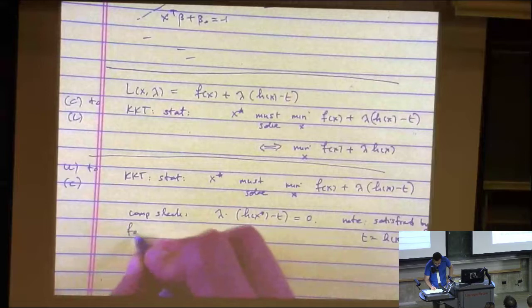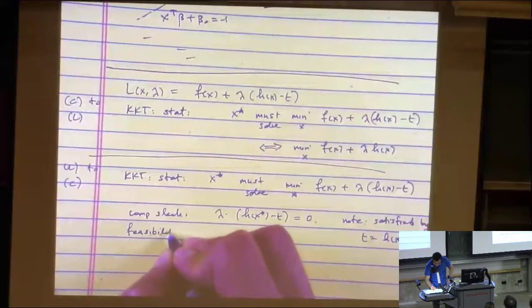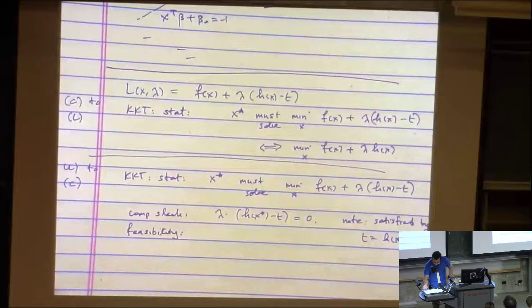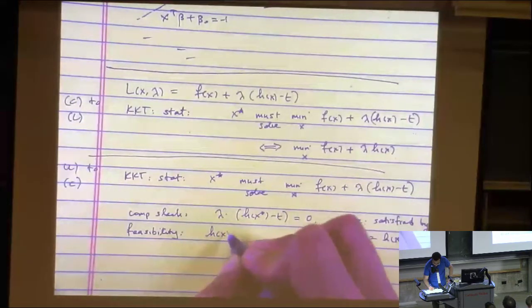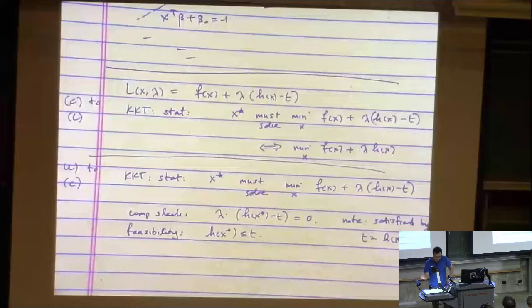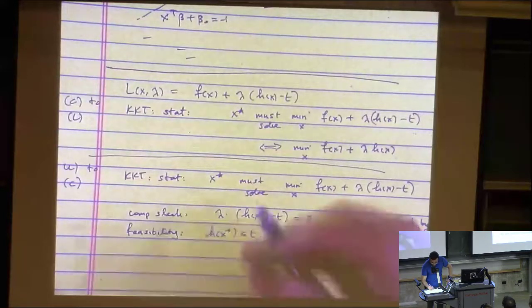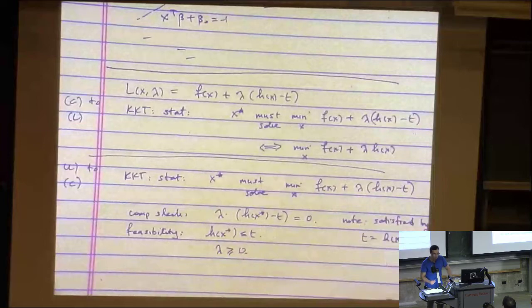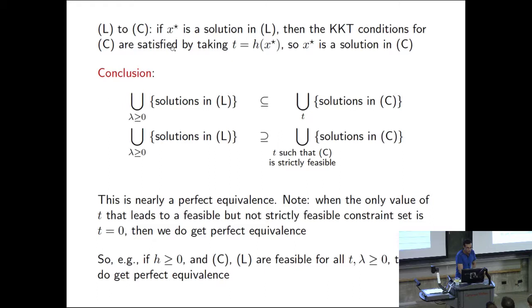And feasibility, well, by construction we have this. That was by a choice of t, and lambda was presumed to be non-negative. That's what we said to begin with, so that's satisfied as well. So we've just shown that if we had a penalized problem and we took the bound parameter t to be equal to h of x star, then the KKT conditions are satisfied, and therefore we know we have a solution in the constrained problem. These are the KKT conditions for the constrained problem.